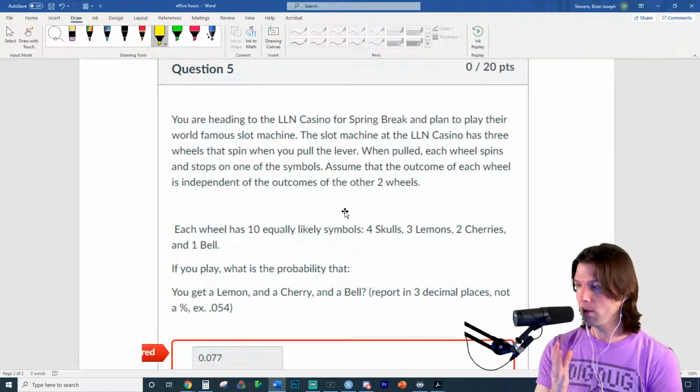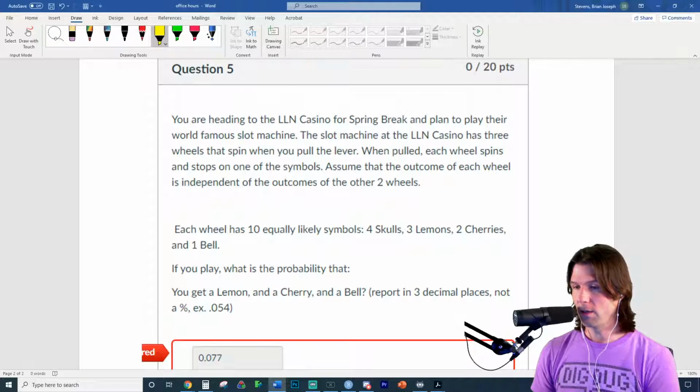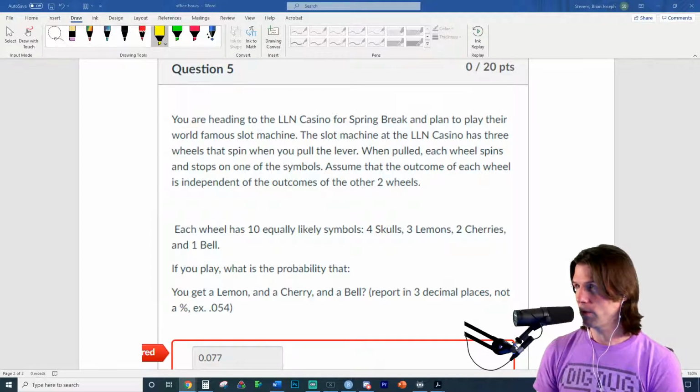So what does that mean? Knowing one wheel does what? If you know what one wheel is, what would that mean?